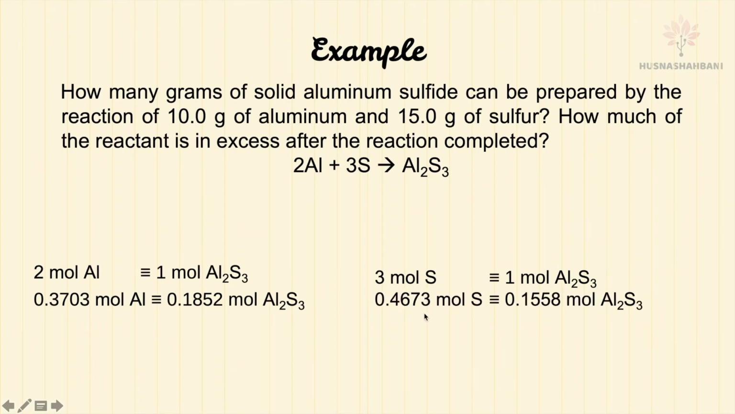So the actual number of mole of S is producing 0.1558 mole of Al2S3. Do the cross multiplication to get this number of mole. So now we can compare which one has the fewer number of mole. When you compare with S, the number of mole of the product Al2S3 is fewer, so the limiting reactant is sulfur.